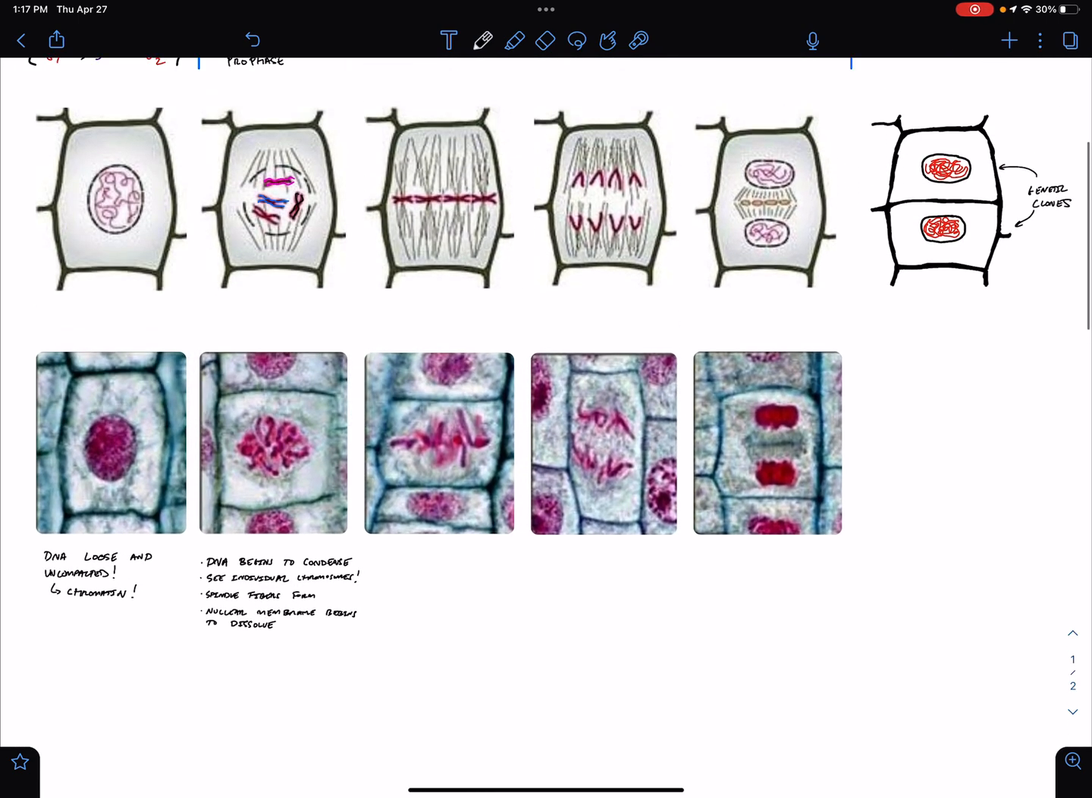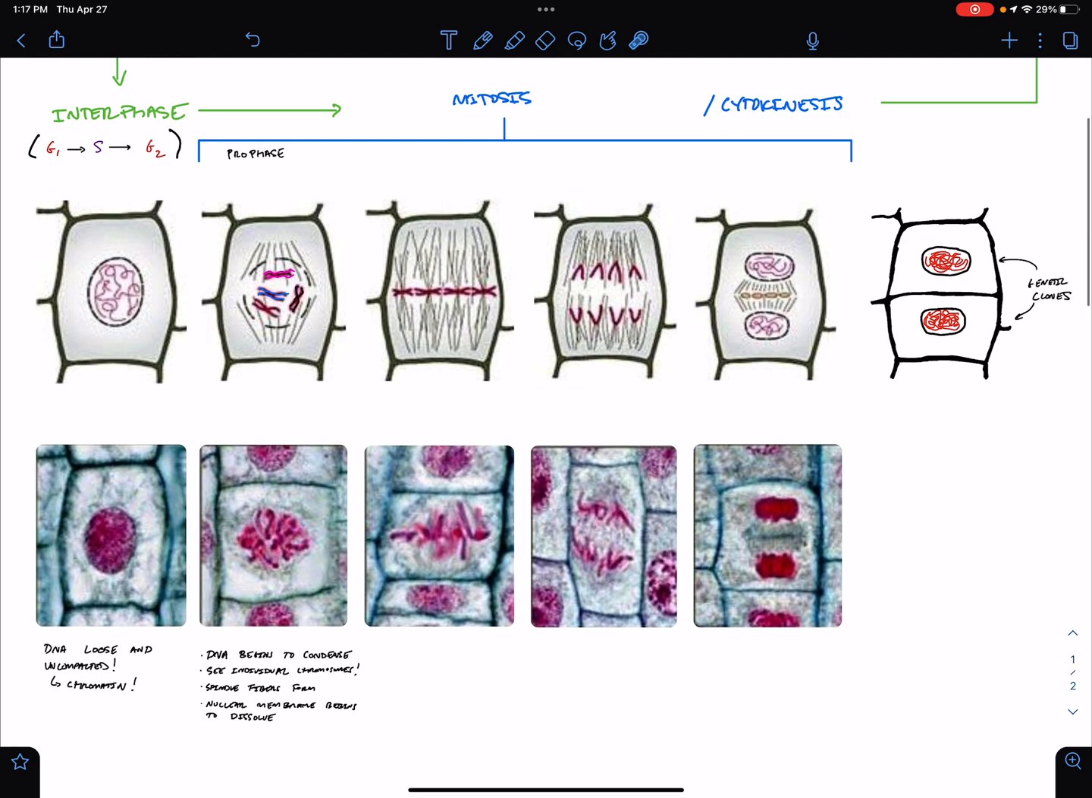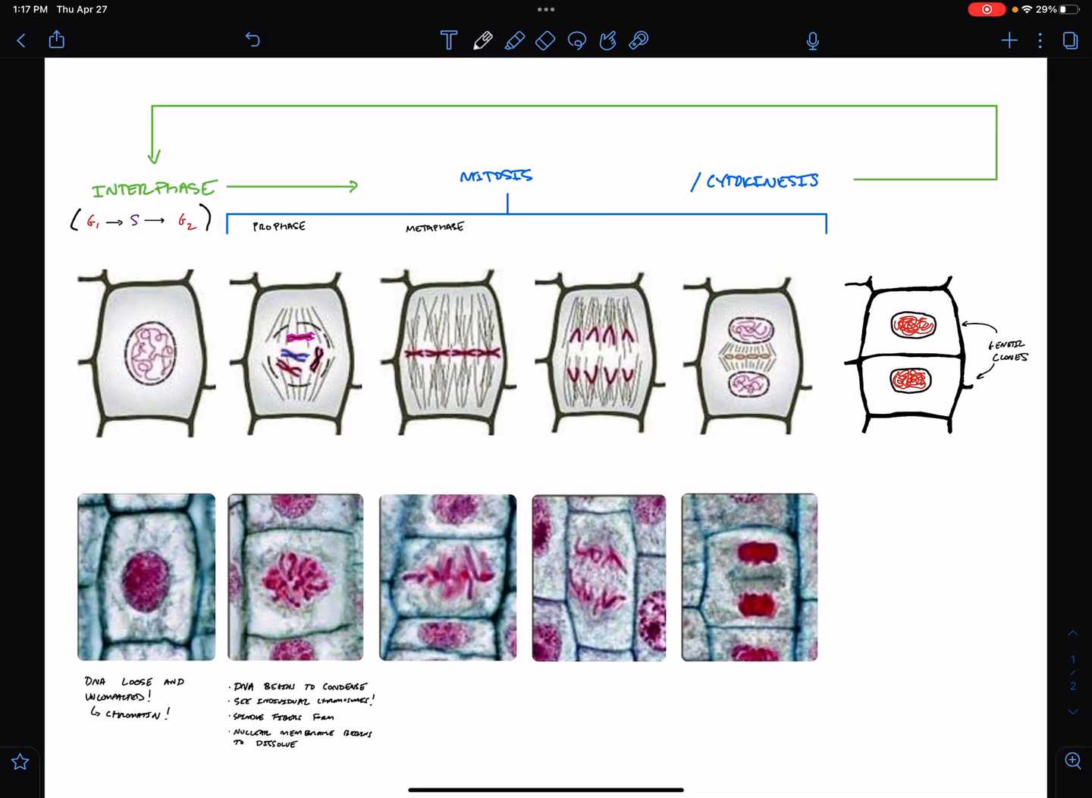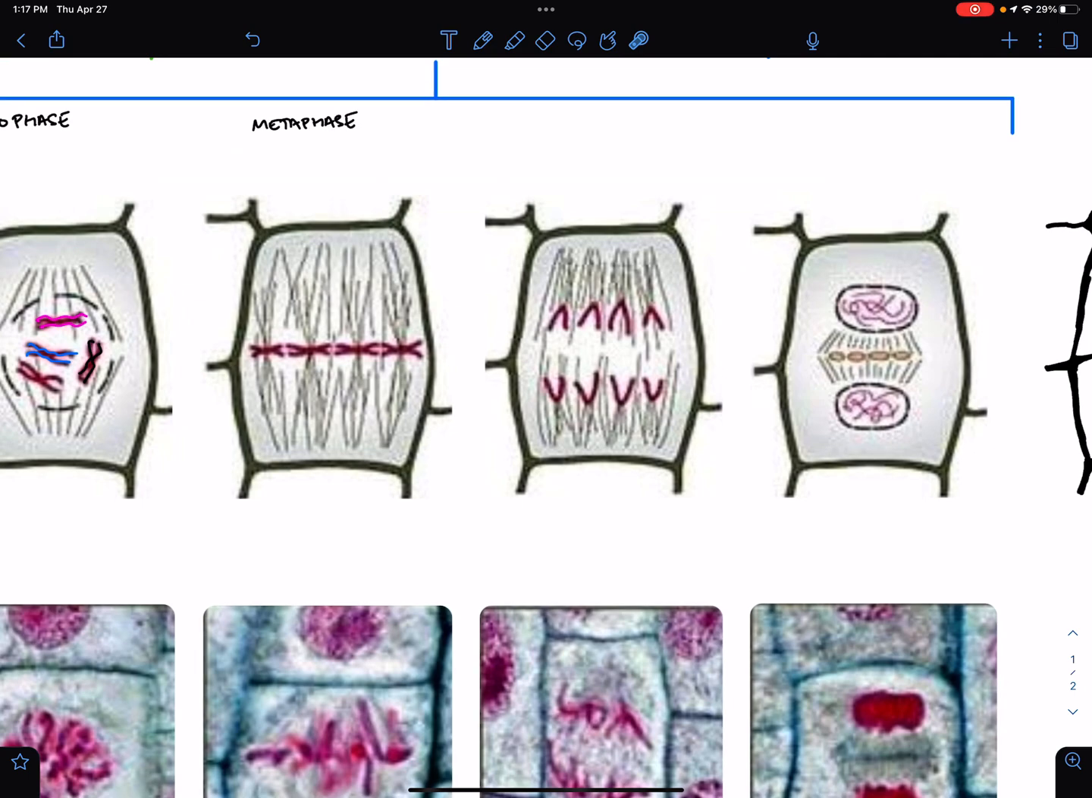So you can see, again, in the drawing, not so well in the picture, but the nuclear membrane, this black thing right here, is beginning to dissolve, and the spindle fibers are starting to form. Now, the next phase of mitosis is called metaphase. And in metaphase, the chromosomes all start to align on this invisible line called the metaphase plate.